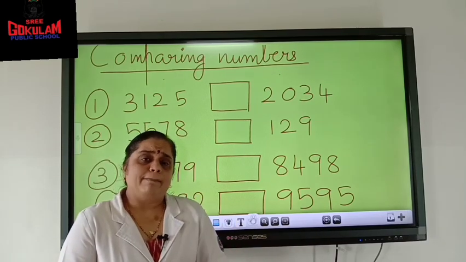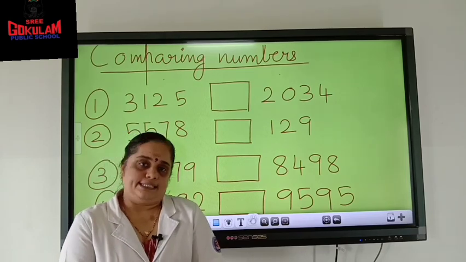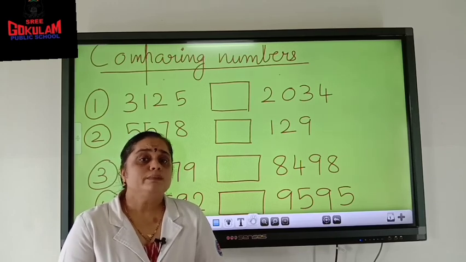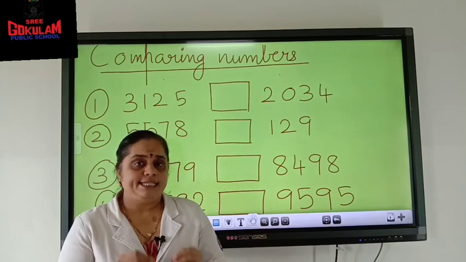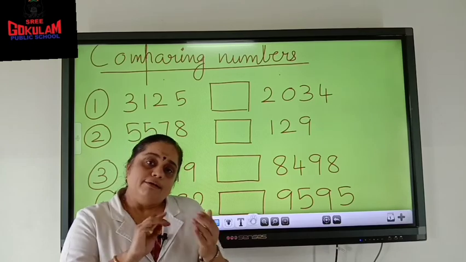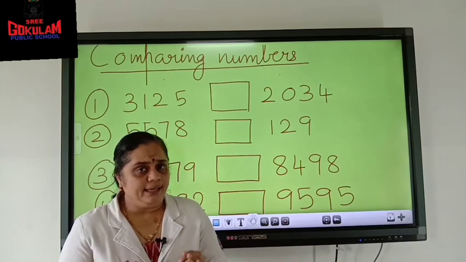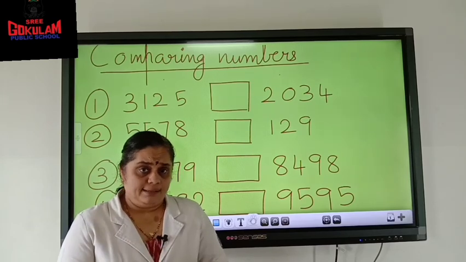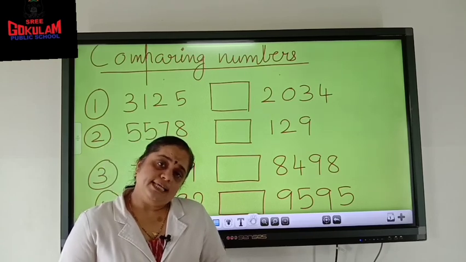Now, in this comparing of numbers, children, please be very careful with the digits. First, always count the digits to keep your answer always correct. First, count the number of digits and then you can go for proceeding. On both the sides, first you count the digits. Second thing you have to see is which is bigger, isn't it? How will we see which is bigger?